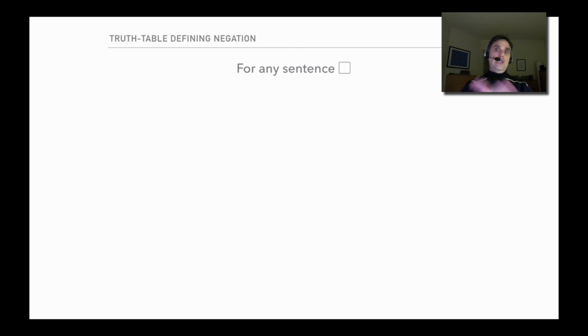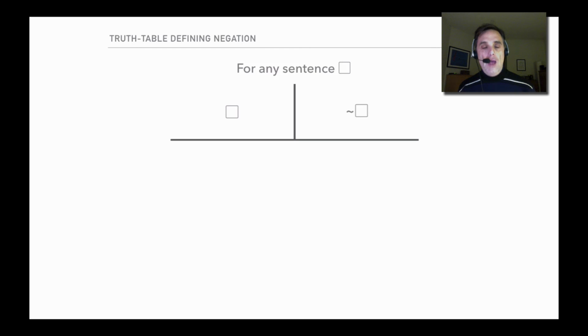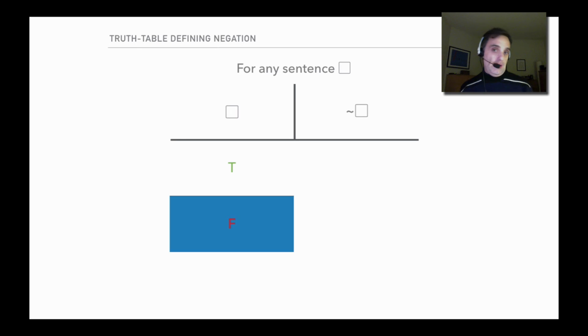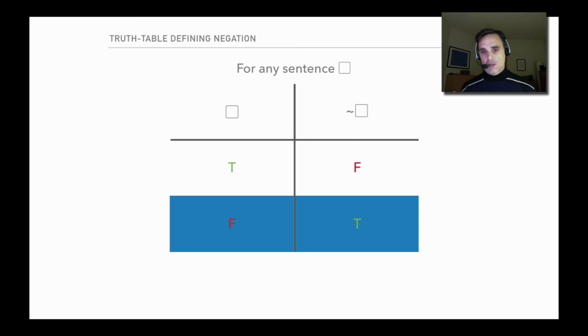This is going to say for any sentence box whatsoever, when is not box true? For any sentence you like, we're going to tell you when the negation of that sentence is true and when it is false. We do that by saying, when box has a certain truth value, what does not box have? We look at the two situations, the situation where box is true and the situation where box is false. Those are all the situations there are. In the situation where box is true, not box is false. In the situation where box is false, not box is true.